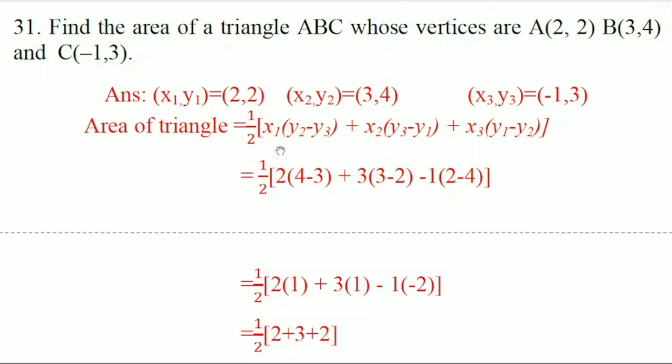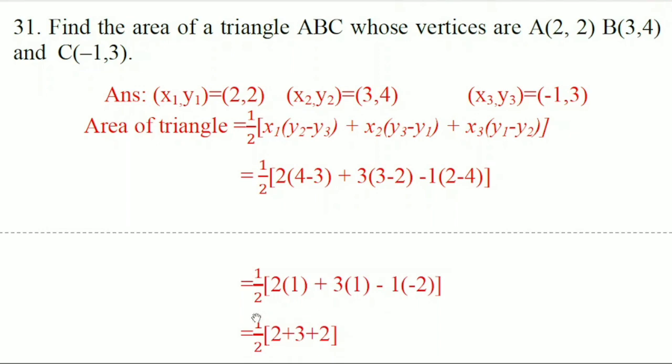So half into x1 value is 2, so 2 into y2 minus y3. y2 is 4 and y3 is 3. Therefore 2 into 4 minus 3 plus 3 into 3 minus 2 minus 1 into 2 minus 4. So now half into 2 into, keep it as it is, 4 minus 3 is 1, plus 3 into 3 minus 2 is 1, minus 1 into 2 minus 4, which is nothing but minus 2.